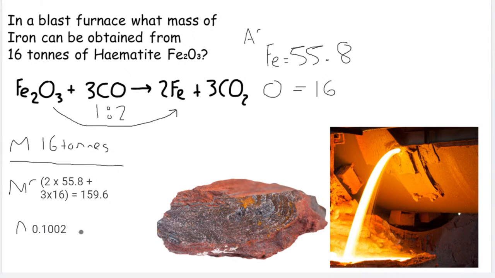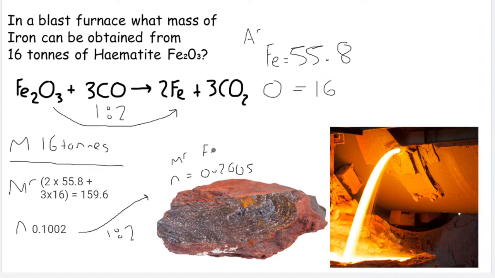So I'm going to use the 1:2 ratio. So for every mole of Fe2O3, iron oxide or hematite, I'm going to make 2 moles of iron. So we're going to double the moles, so the n over here is going to be double, and we're going to get 0.2005. And now I'm going to work my way up by multiplying.